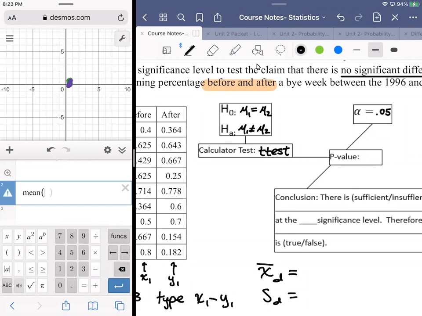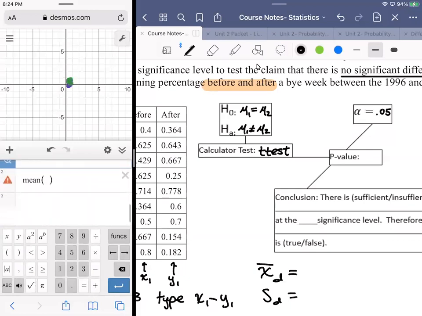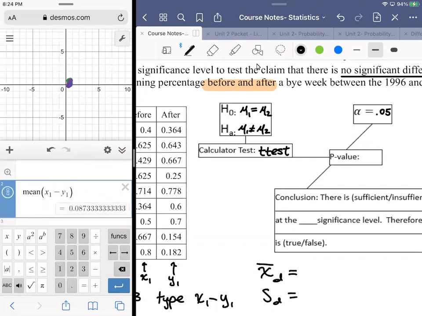and that column has a heading. It's kind of annoying to have to do this, but the heading of the column is what you type in under mean. So X1 minus Y1. And it'll compute the mean of all that information. So we never really had to create the column to begin with. I just wanted to do that so you'd be able to see what the distribution is.